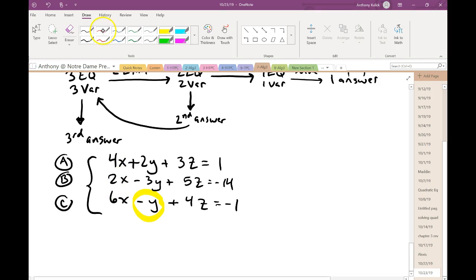Okay. So what I'm going to do now is use equation C to eliminate the y's from equation A, and then use it again to eliminate the y's from equation B. What do I need to multiply equation C by to eliminate the y's from equation A? Two, right? If I multiply equation C by 2, it's going to turn into negative 2y, and when I add it to positive 2y, that will cancel out. Everybody can see that, I hope.